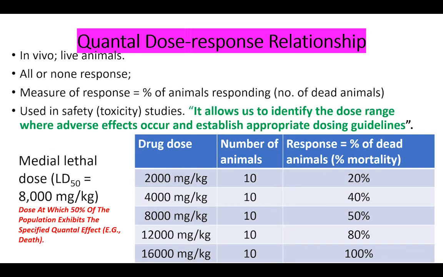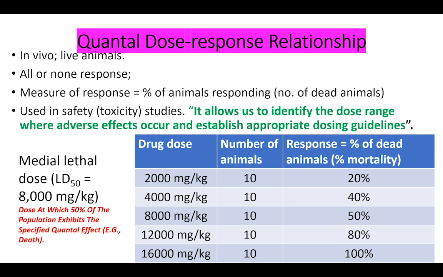The second type of the dose-response relationship is the quantum dose-response relationship, and it is studied in vivo, that is in live animals, and it is an all-or-none response, whereby as we are studying our population, either the individuals within this population will produce the response, or there will be no response. Then the measure of the response is equal to the percentage of the animals responding. In this case, the number of dead animals.